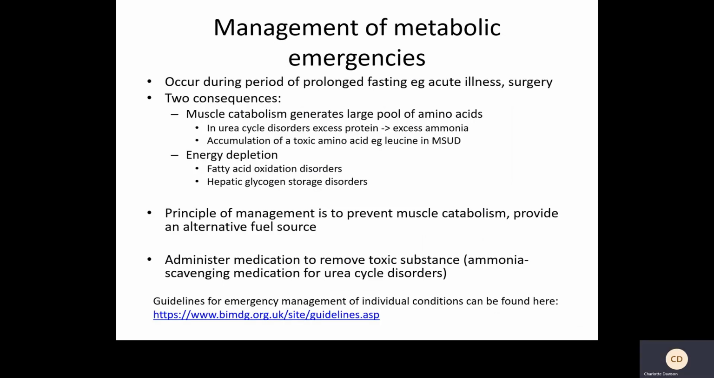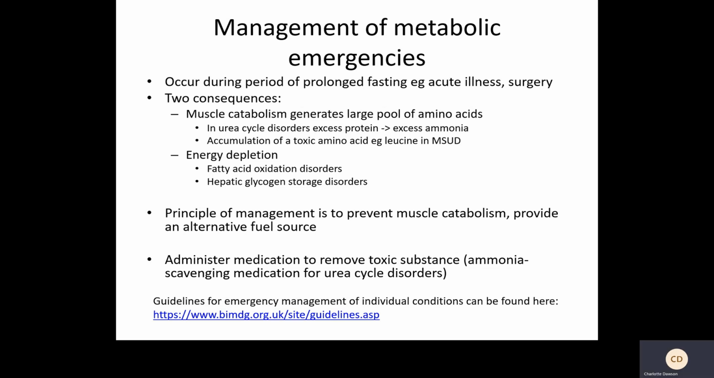Some conditions put patients at risk of an acute metabolic emergency, and these tend to occur during periods of prolonged fasting, such as during an acute illness, particularly a diarrhea and vomiting illness, but also in the period of being nil by mouth before, during, and immediately after surgery. And the other time of extreme metabolic stress may be during pregnancy, and particularly in the peripartum.